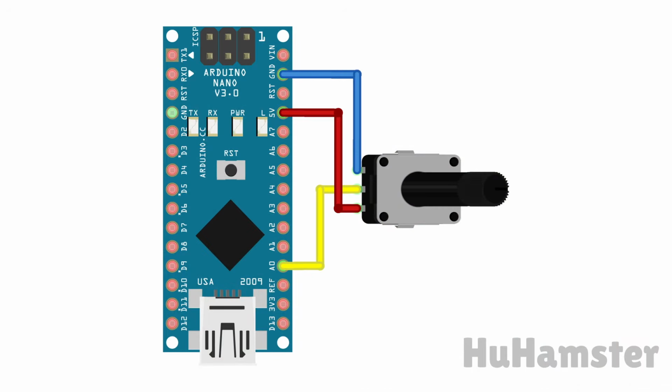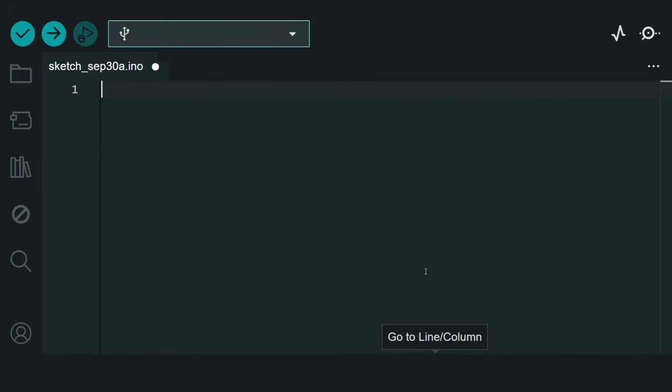Now let's finally connect it to the Arduino. Connect one of the outer contacts to the GND pin on the Arduino and the other outer contact to 5 volts. The center contact is connected to any analog pin on the Arduino, for example A0. Let's move on to the code.